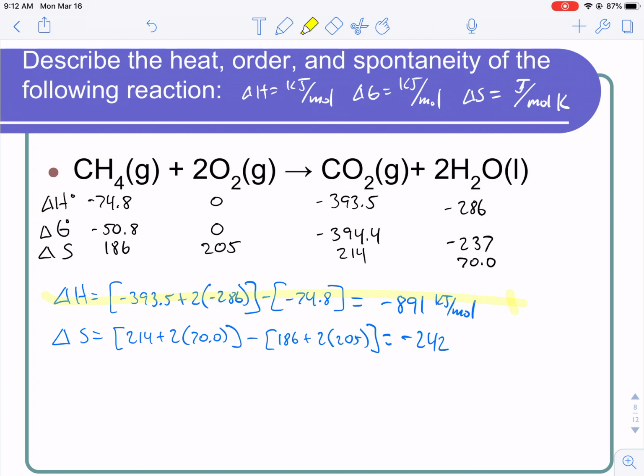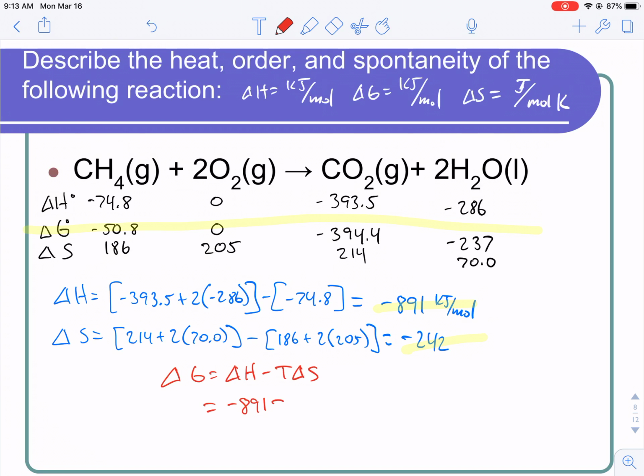So if we wanted to, we could do one more of these for delta G. I looked up the values. They're shown right here. So we could do products minus reactants again. But why? We have this equation, delta G equals delta H minus T delta S, and we have the values right here. So why do this whole long process again when we can just subtract? So we're going to put our delta H in. That's negative 891.